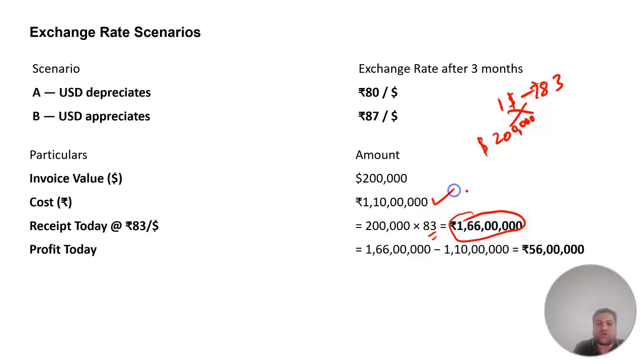The cost is 1 crore 10 lakh. So the first prerequisite is, if the value you're going to receive is more than 1 crore 10 lakh, which is the cost, then you can possibly execute the contract, provided it meets the expected profit margin of the company. Assume now that this criteria is met. So the profit you're going to make is 56 lakh.